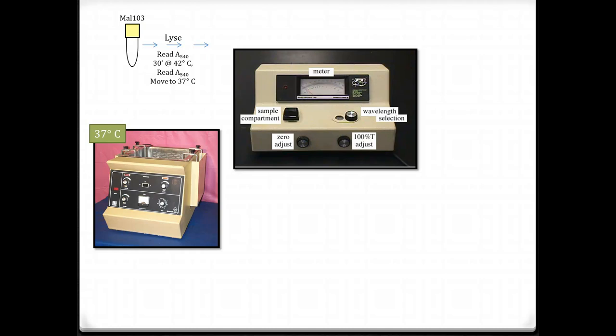Okay. Now, once you move it to 37 degrees, you need to begin checking the absorbance at 540 nanometers every 10 or so minutes. The absorbance will begin to drop as cells lyse, and your job is to begin the experiment as soon as the absorbance reaches 0.05. It may do so very quickly in as low as 15 or 20 minutes.